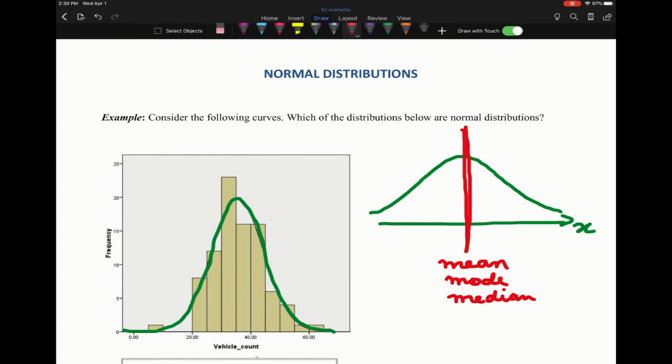Now, looking back at the graph we have, we can see that even though the actual shape of the distribution is not exactly a bell shape, we have approximately something that fits the shape of a bell. So we can say that this distribution is approximately a normal distribution.